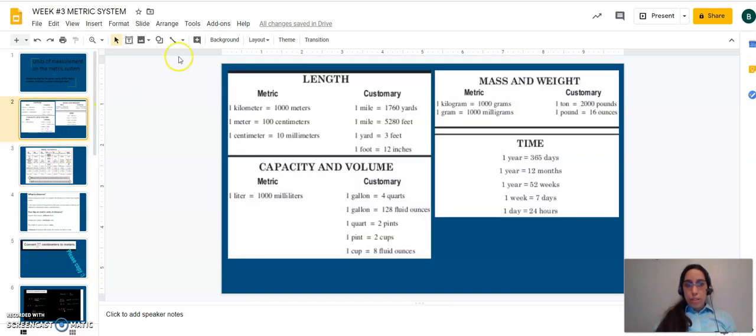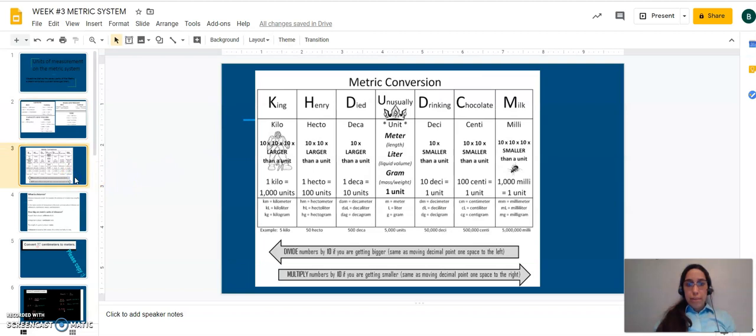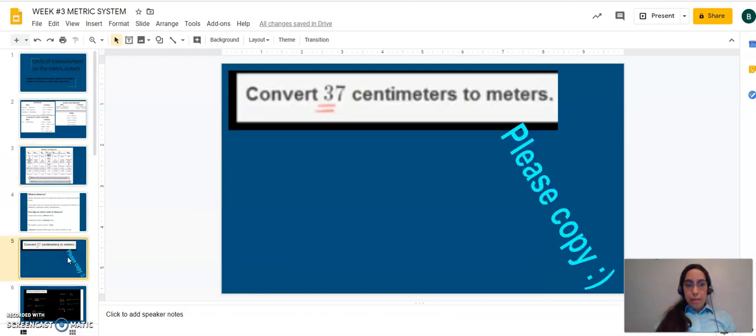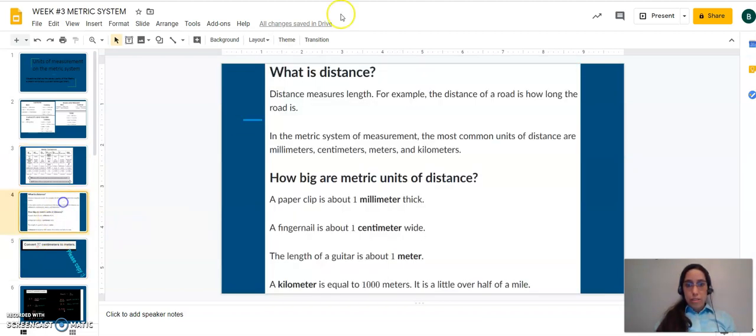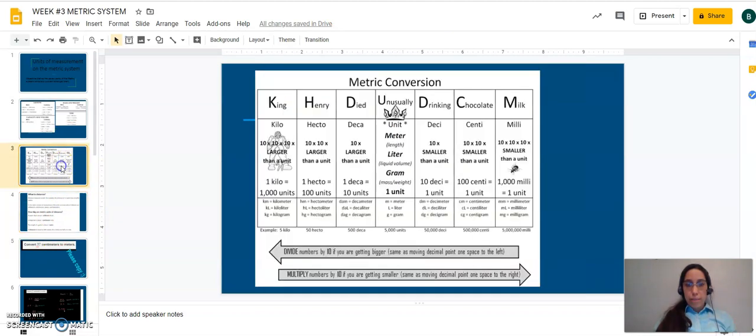If we're going to use this one, it says 1 centimeter equals 10 millimeters, or you can use 1 meter equals 100 centimeters. Or if you're going to use this one right here, it shows you have to find what you're looking for. So right here it says centimeters. We have to find centimeters on this chart. Centimeters right here, we have it in chocolate. This is centimeters, chocolate. And we're trying to go to meters.